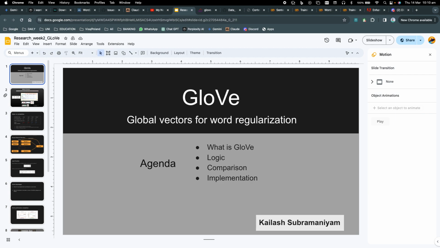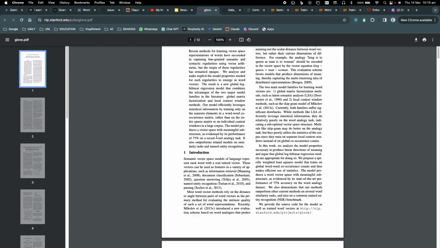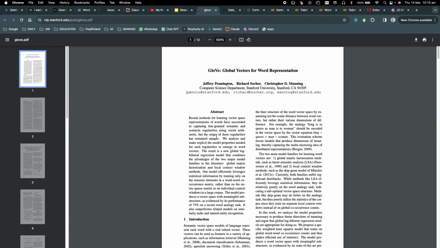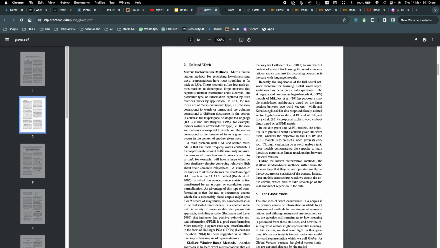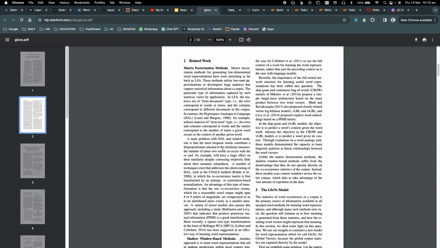Okay, great. So I'll be discussing a research paper named GloVe. It looks something like this. To be honest, I'm not really a very big fan of reading research papers, but it seems practically impossible to understand all the technological advancements happening in the field of AI without going through them.